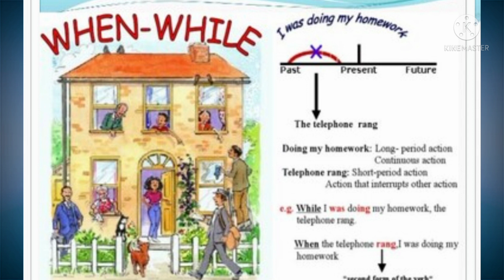Okay, so for the action that took some time in the past we use the continuous form, and the other one that completed at a point of time we use simple past. When I was doing my homework, because that continued for some time, the telephone rang. The telephone ringing happens at a particular point of time, so there we use simple past. When the telephone rang, I was doing my homework. Okay, you can write it in two ways. That means you can place the subordinate clause first or the main clause first.